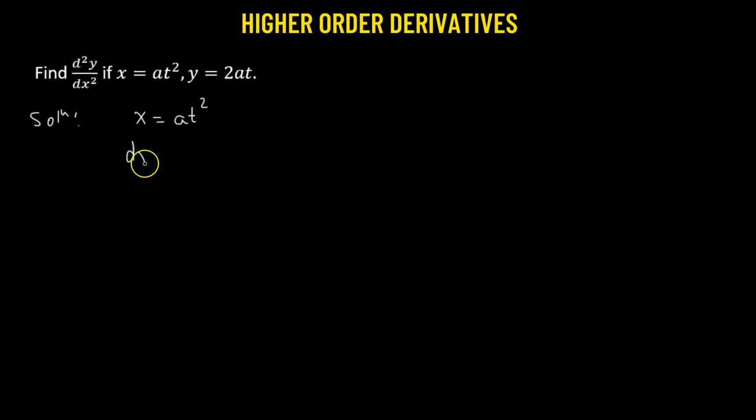So let's take the derivative on both sides with respect to the parameter t. So that means a is a constant here. So we have a times derivative with respect to t of t squared. And so a times derivative of t squared with respect to t is simply going to give us 2t. So this is derivative of x with respect to t.